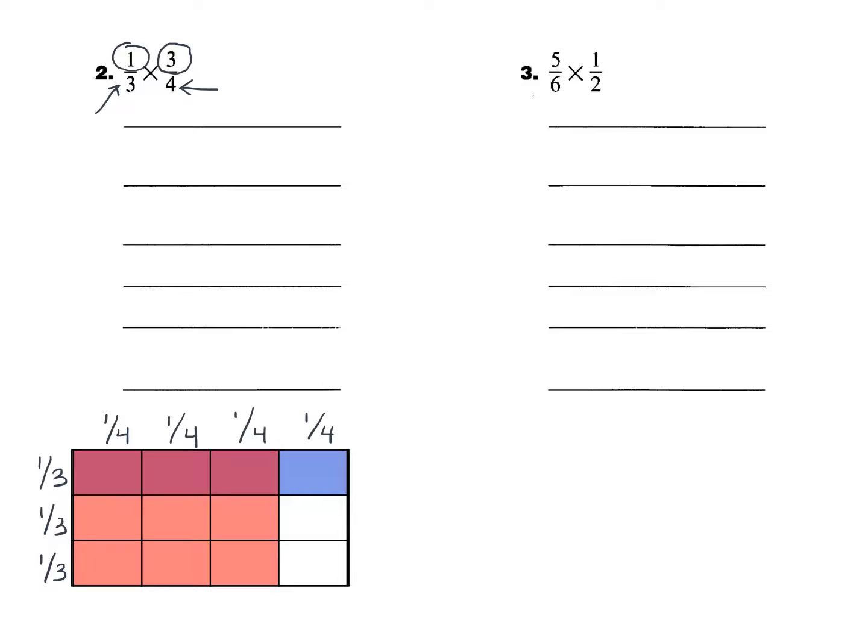So let's see how many parts I have. I have 1, 2, 3, 4, 5, 6, 7, 8, 9, 10, 11, 12 parts. So I have 12 parts, and 1, 2, 3 of those parts are shaded in. So that equals 3/12. Now, if you are to write this down as a written explanation, you could write something like this.